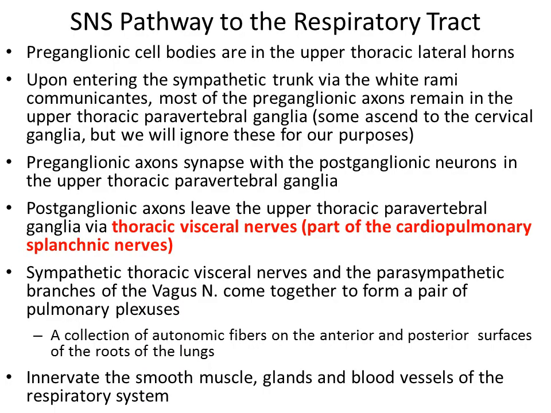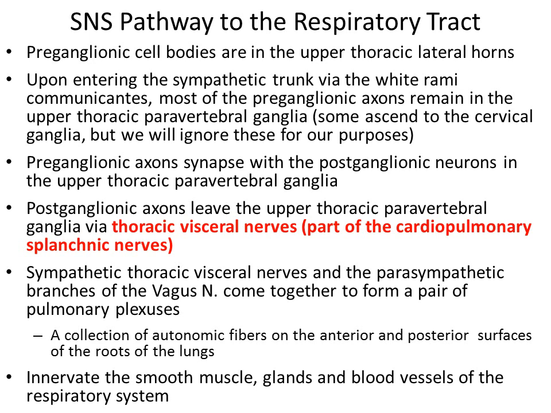Our next pathway is to the respiratory tract. Once again, our preganglionic cell bodies are going to be located in the upper thoracic lateral horns, and we're going to follow our same pathway to get into the sympathetic trunk. We're going to enter the ventral root, to the spinal nerve, to the ventral ramus, to the white ramus communicans, into the sympathetic trunk.